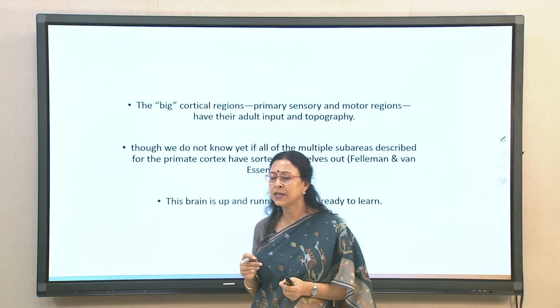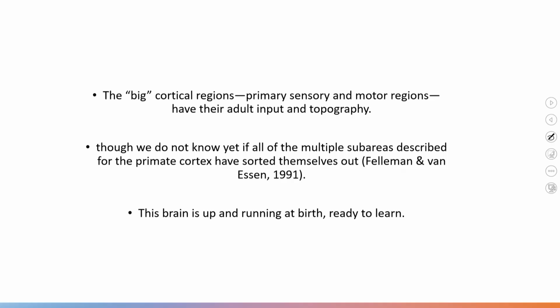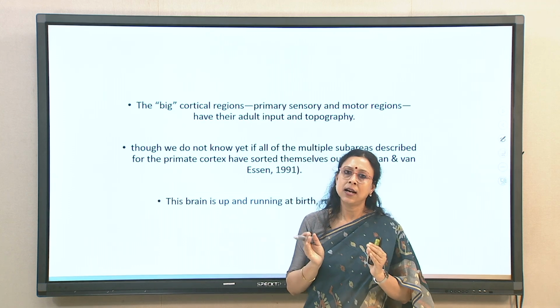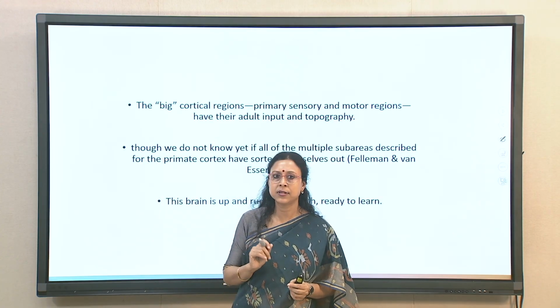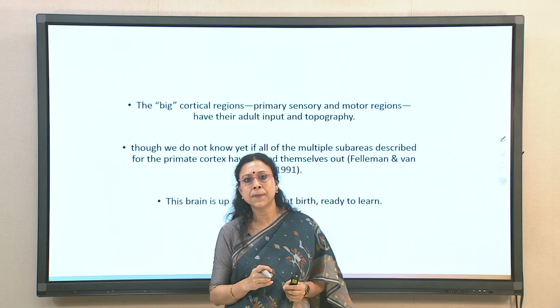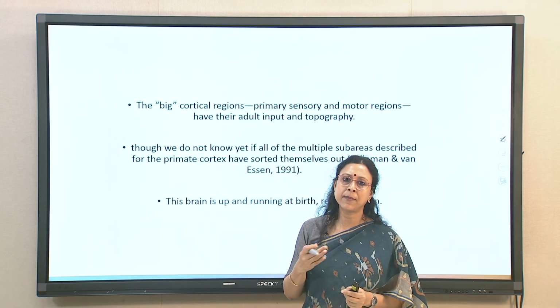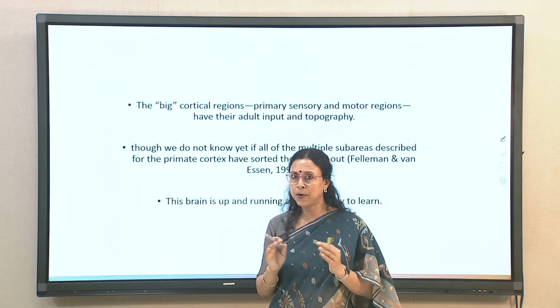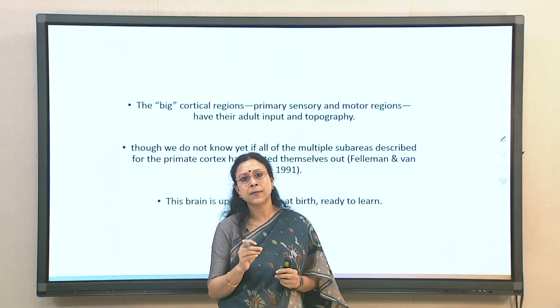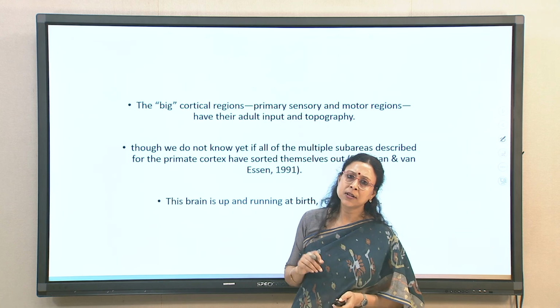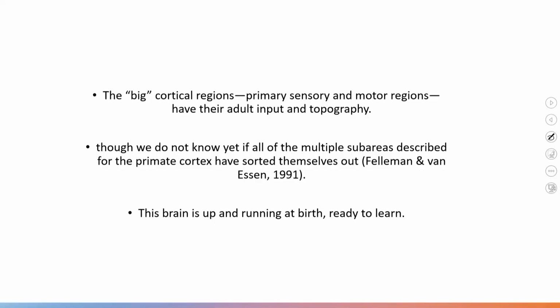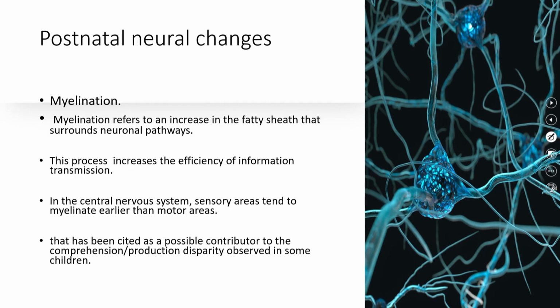So, in essence, what it means is that the big cortical regions, the primary sensory and motor regions, which are the most important cortical regions, already have their adult input and topography. So, the brain at this point, when the child is born, in terms of these major areas, resembles the adult brain. Though we do not yet know if the multiple sub areas described for the primary cortex have sorted themselves out. Broadly the areas are already there, but whether the more subtle sub areas within them are already in place or not is not very clear. Thus, the brain is up and running at birth, ready to learn. So, many things are already in place.